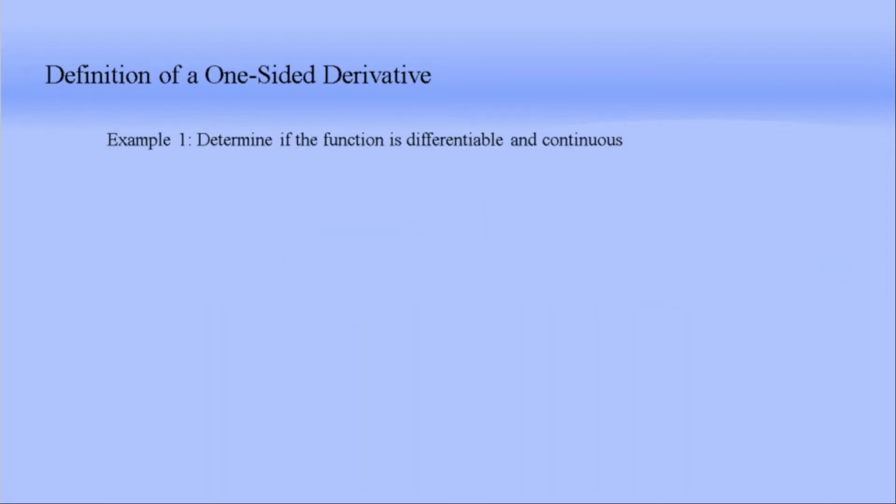So let's go over an example. Example number 1: determine if the function is differentiable and continuous. Let's see f of x. This is a piecewise function, so we have two functions here. The first function is x, and the condition is x is less than or equal to 1. The second function is x cubed, and the condition states that x is greater than 1.